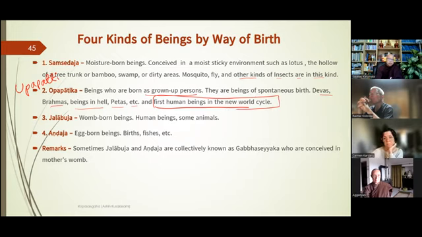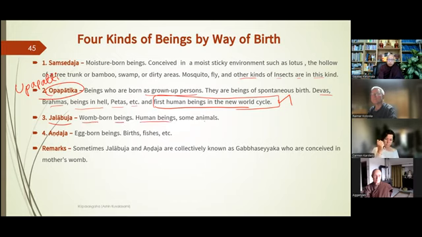The rest you already know, but some people forget even human beings in the new world cycle. I think you know that sutta is the Agganna Sutta, about how this new world cycle started. The people from the Brahma world dine there, and then they come to the human world. So at that moment, they are included in the Opapatika beings.